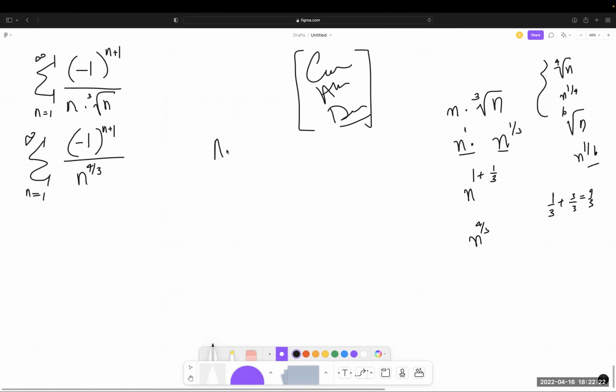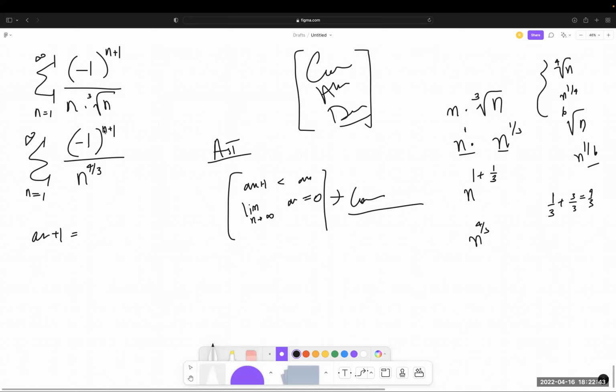Let's use the alternating series test. The alternating series test says if a of n plus 1 is less than a of n, and the limit as n approaches infinity of a of n is equal to 0, then we converge. So a of n plus 1 is just this thing: I add 1 to all the n's except the -1 to the n plus 1. So that's n plus 1 to the 4/3. And then a of n is just the regular a of n. We can clearly see that this is bigger, so we meet one of the criteria.